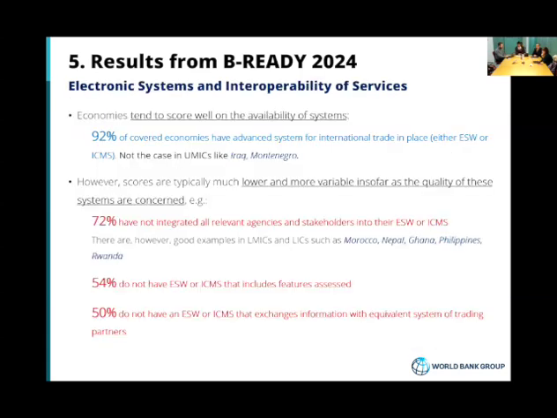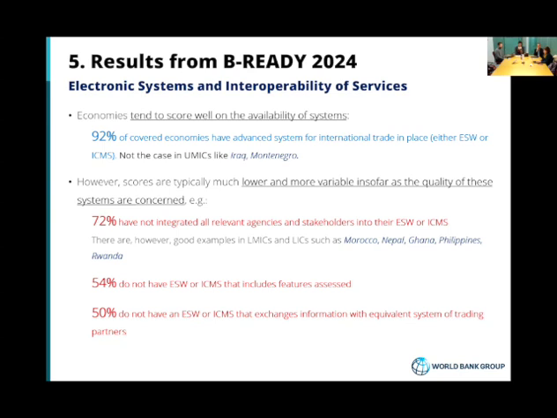Moving on to what our team did consider to be a bit more interesting, given the audience that we have today. And I understand the paucity of time, and I'll try to keep it as short as possible, but give you a bit of a glimpse of what general trends we also see from our data on Pillar 2. Pillar 2 in particular, because we understand that to be of more interest to today's audience. On electronic systems and interoperability of services, we tend to see that economies tend to score well on the availability of systems.